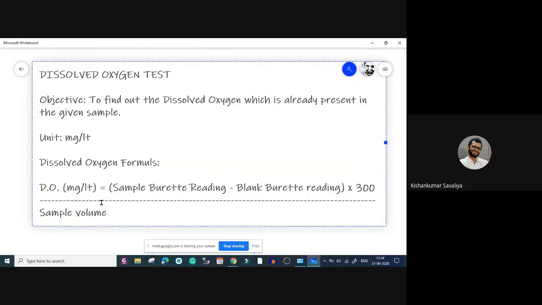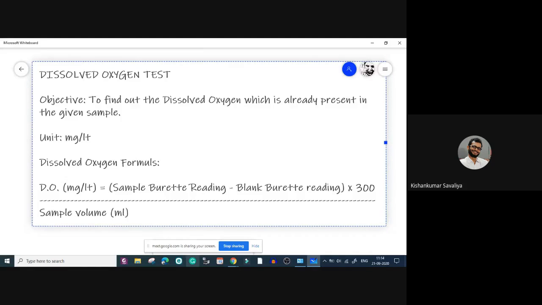Dissolved oxygen is equal to the sample burette reading during the titration process minus the blank burette reading during the titration of the blank, which is the distilled water BOD bottle, into 300, divide by the sample volume in ml. You can say that ml. So you need to write that down in your notebook.